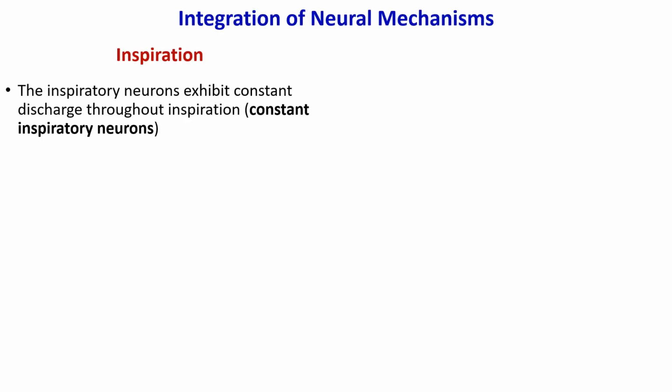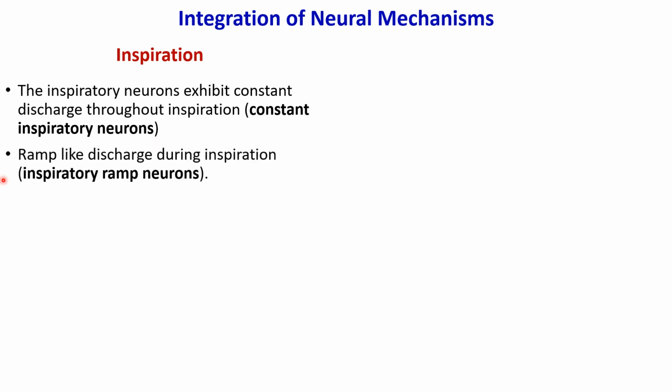Now, integration of the neural mechanism. First, the inspiration. The inspiratory neurons exhibit a constant discharge throughout the inspiration. If it sometimes stops, the inspiration will stop and the patient will die. So there should be a constant inspiratory neuron outburst. Otherwise, respiration cannot be continued.